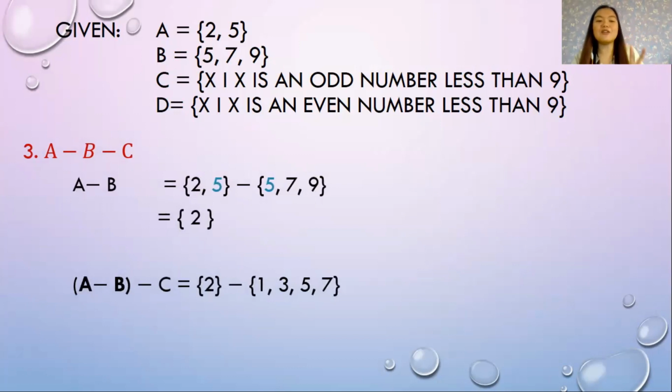So, again, tignan ulit natin kung may magkaparehang element dito sa A minus B, which is 2, at C, which is 1, 3, 5, 7. So, wala, di ba? So, the answer is 2.